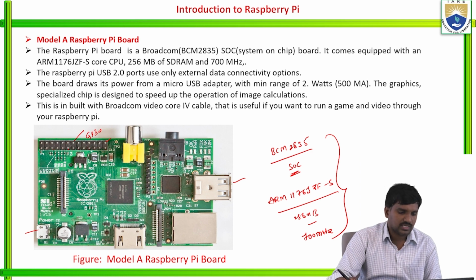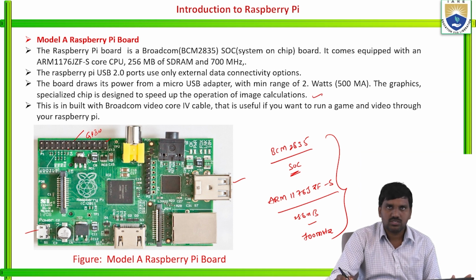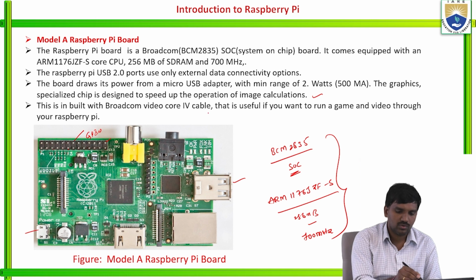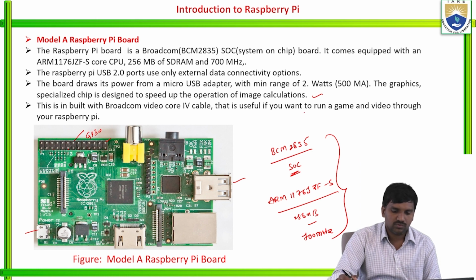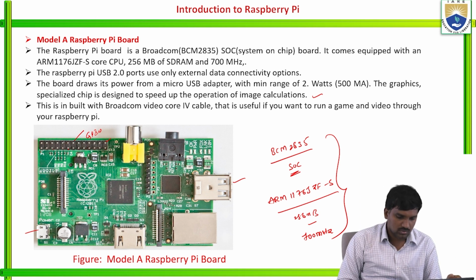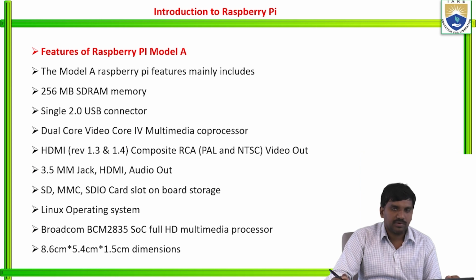The graphics specialized chip is designed to speed up the operation of image calculations. So this is the built-in Broadcom VideoCore 4 cable that is useful if you want to run games and video through Raspberry Pi. These are some specifications of Model A. Coming to the features of Raspberry Pi Model A.